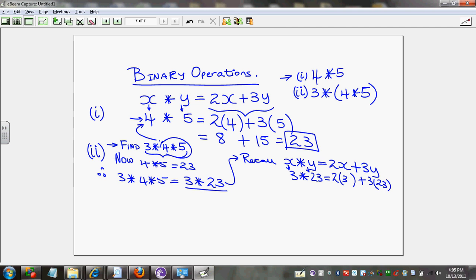Okay? And then we proceed. That would imply that 3 asterisk 23 will be equal to 2 multiplied by 3, 6. 3 multiplied by 23, 3 3s are 9, 3 2s are 6. So that'll be 69 plus 6, and that works out to be 75. Okay, so your answer there will be 75. Write down that. Make sure you have it.